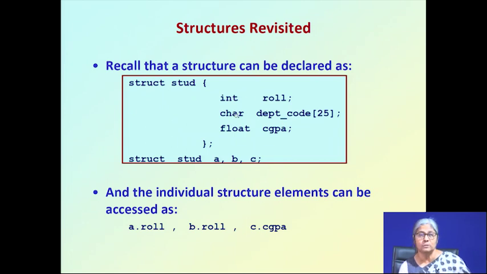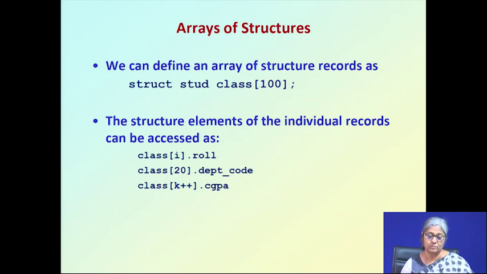Stud is the structure, and it has 3 member variables: role, department code, and CGPA. And struct stud A, B, C means A, B, C are 3 structures having the same type, the stud type. That means A, B, C all have A dot role, A dot department code, A dot CGPA, like the same thing. The individual structure elements are like this: C dot CGPA means C is a stud type of structure, a new data type, and it has these elements.